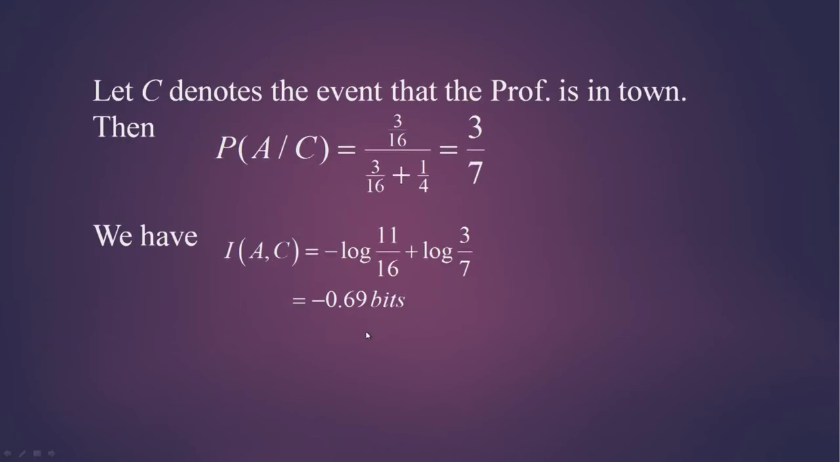Let C denote the event that the professor is in town. Then the probability of A given C will become the probability of A intersection C divided by the probability of C. Now, the probability of C is the probability that the professor is in town.